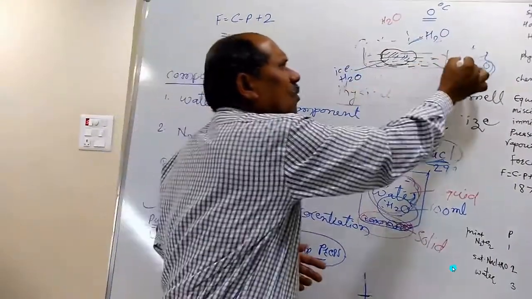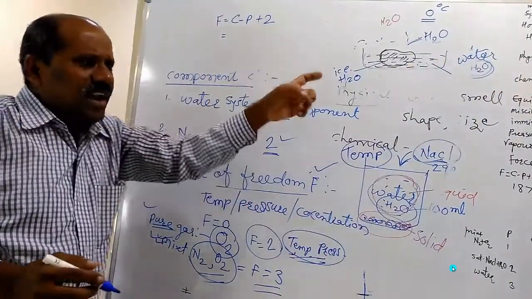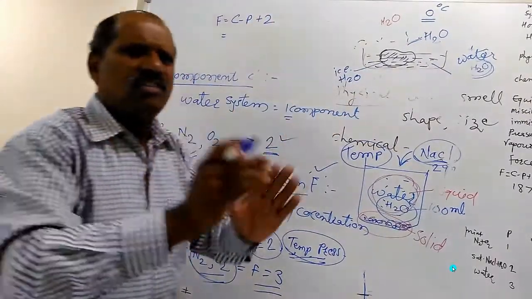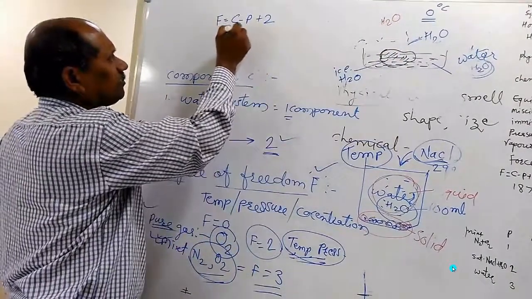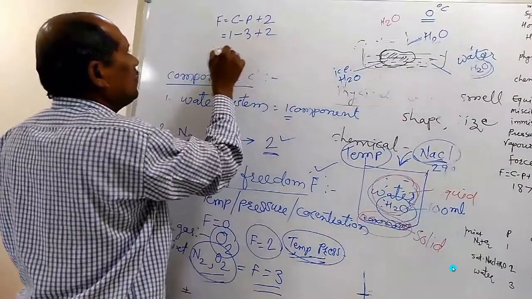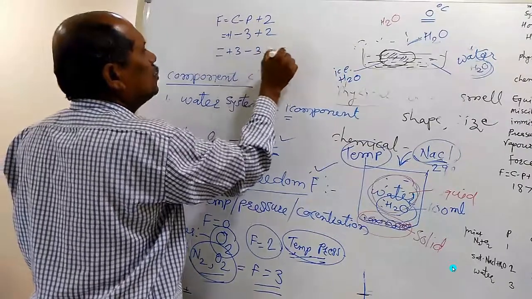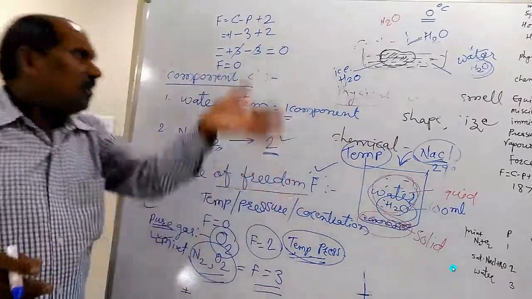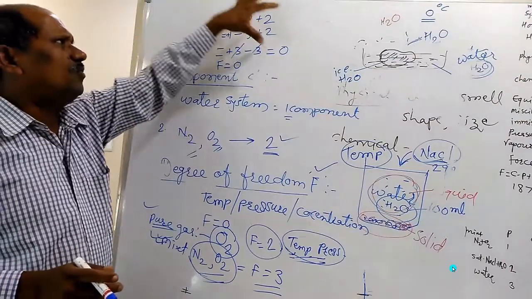Ice has H2O, water has H2O, and vapor also has H2O. Means one chemical entity is sufficient to express the chemical composition of all the phases present in the given heterogeneous system, that is the water system. Hence the component is one. Phases are three: 1, 2, 3. So F equals 1 minus 3 plus 2, which is equal to 0. Means the degree of freedom for the water system can be calculated with the help of the phase rule, F is equal to C minus P plus 2, in this way.